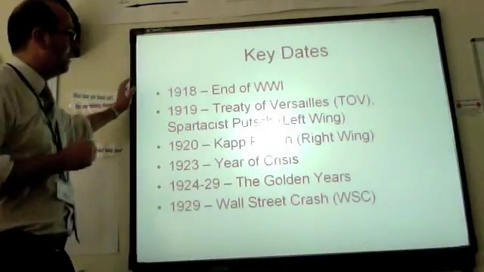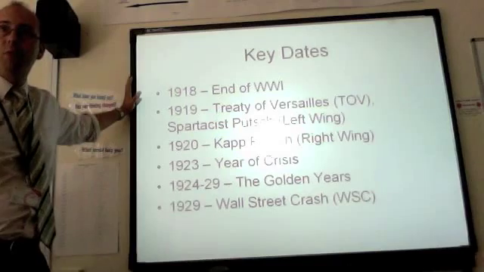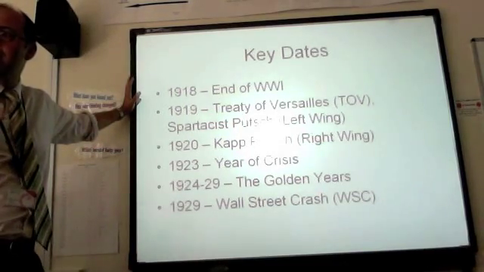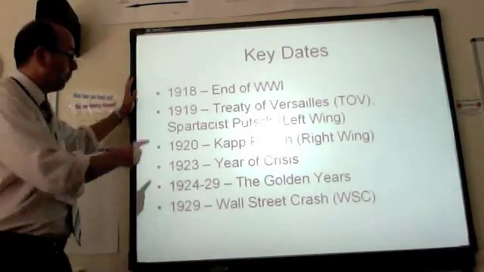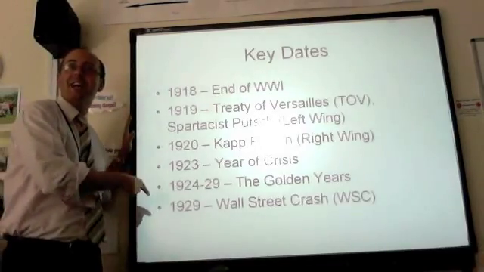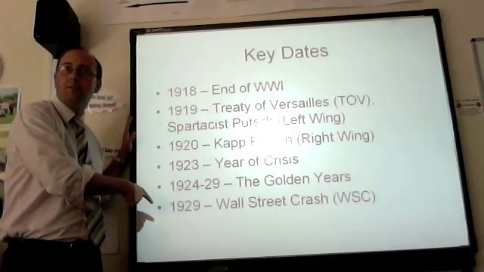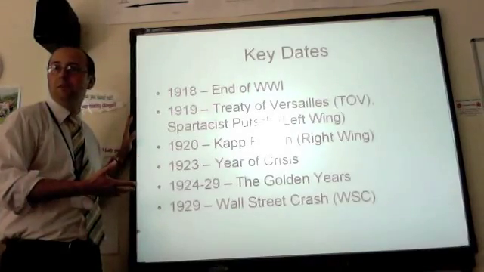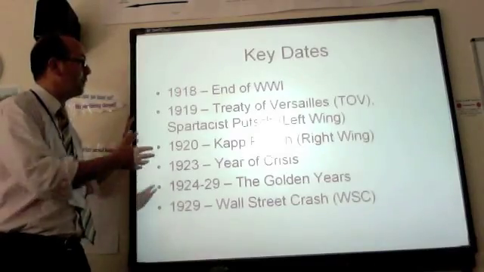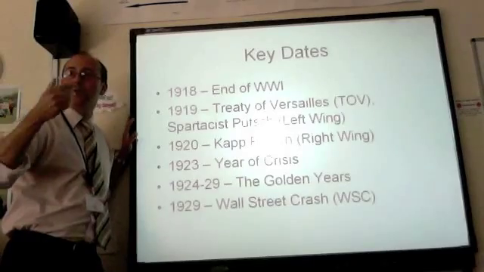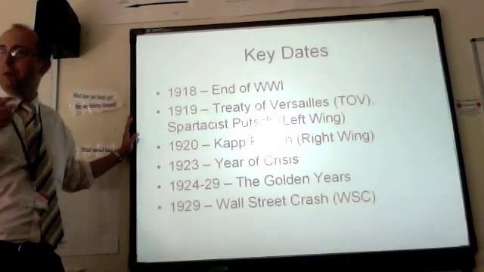So, if we start off then, the key dates from what we learned last time. Because the key dates from this history of Weimar are also the key dates to do with the rise of the Nazis. That makes sense? It's logical, isn't it? So we've got the end of the war in 1918. Remember, Hitler was in the hospital having the bandages removed from his eyes. Remember that in the film?